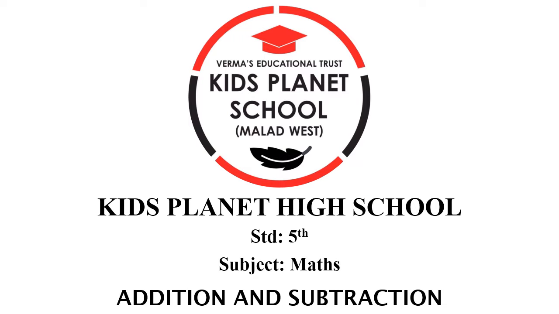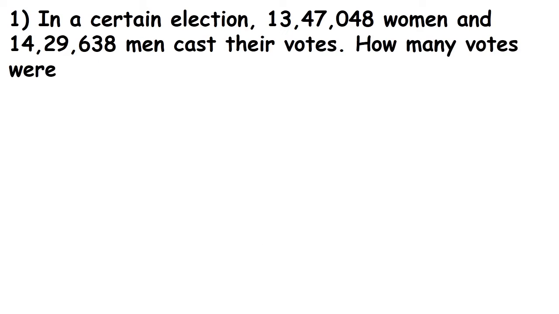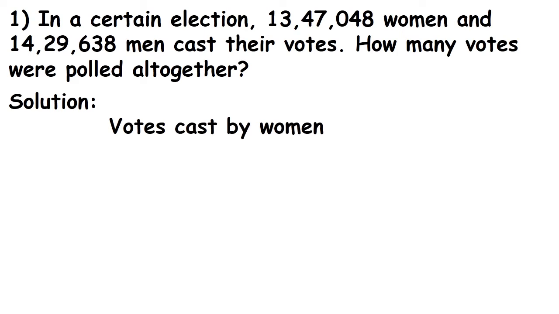Let us now begin. In a certain election, 13,47,048 women and 14,29,638 men cast their votes. How many votes were polled altogether? So, we have to add both these numbers, then we will get the total votes.